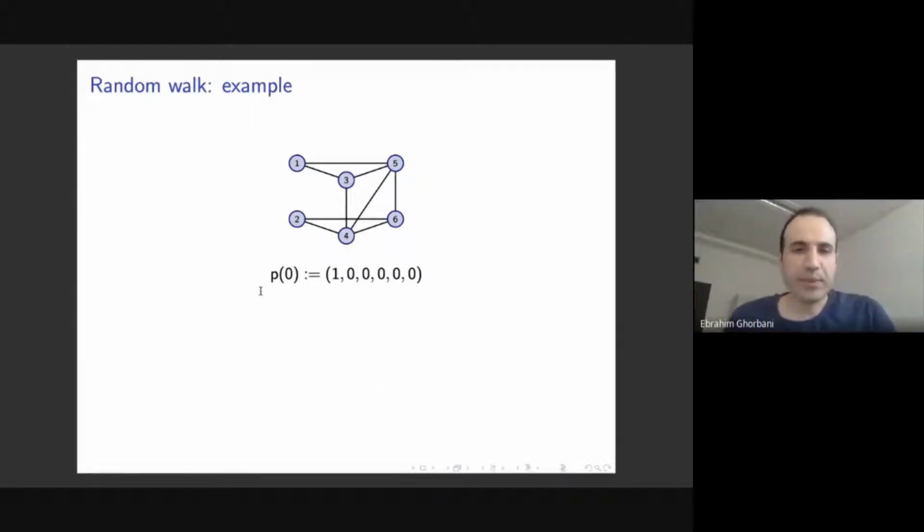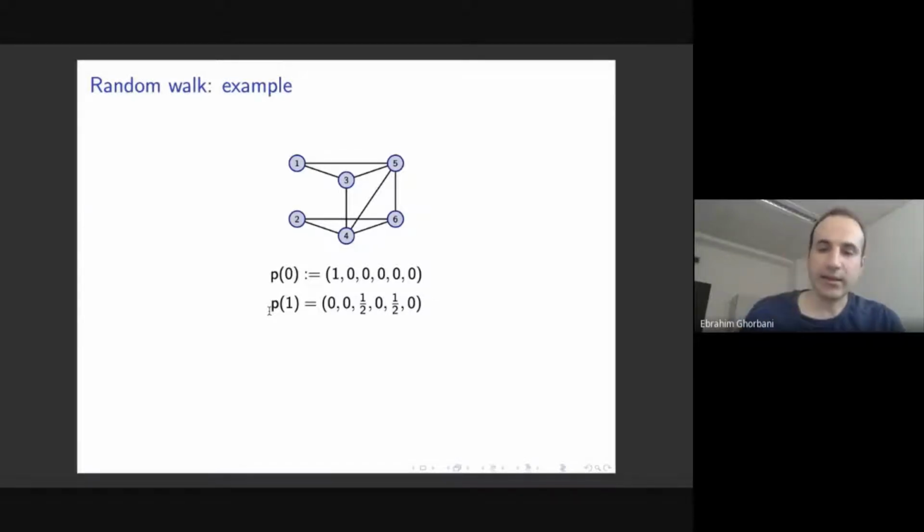P0 is the initial distribution, which means that we start with probability 1 at vertex 1. So vertex 1 is the starting vertex of the random walk. And we go to one of its neighbors, 5 or 3, each with probability 1/2. Then at step 1, this is our probability distribution: we are at 3 with probability 1/2, or at 5 with the same probability.